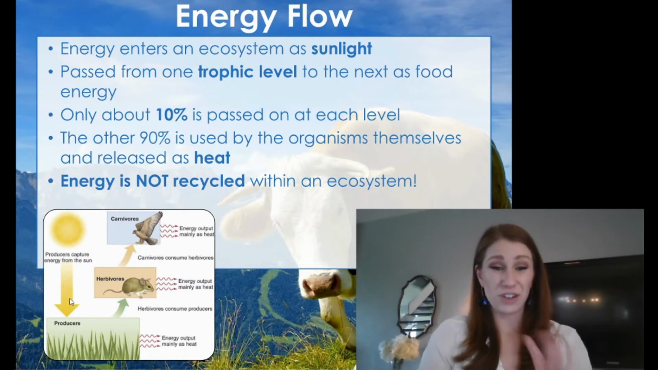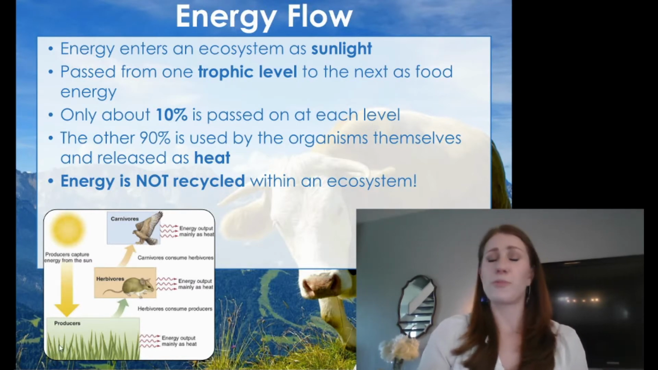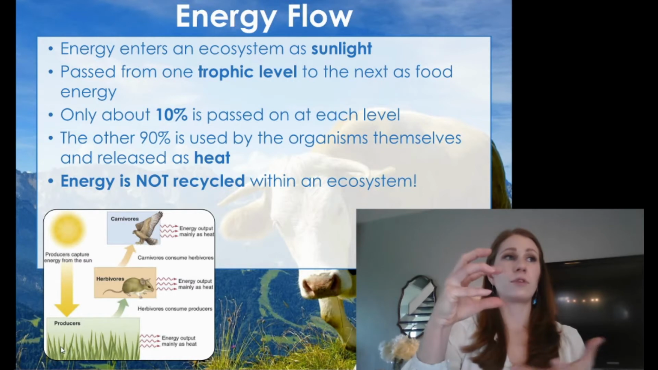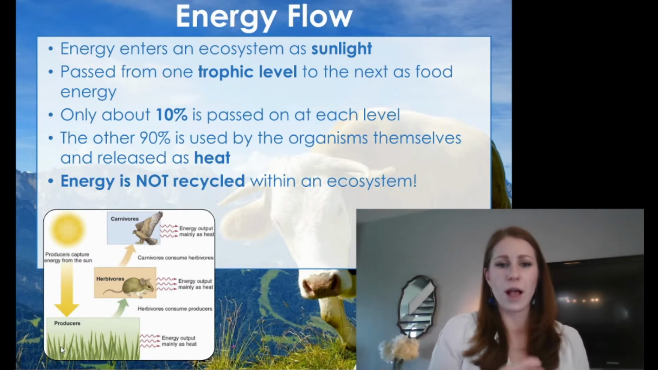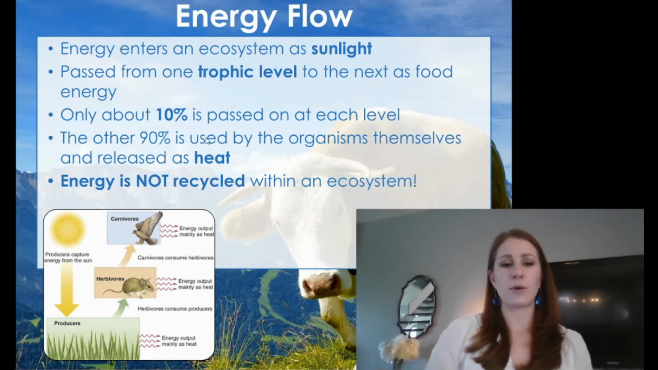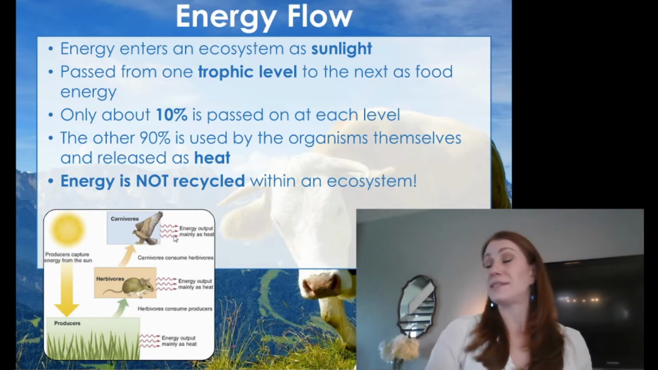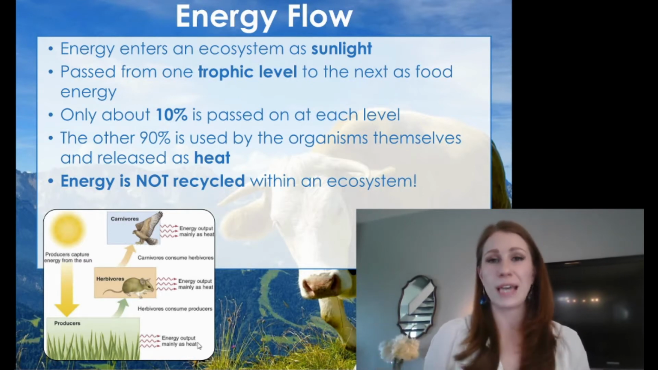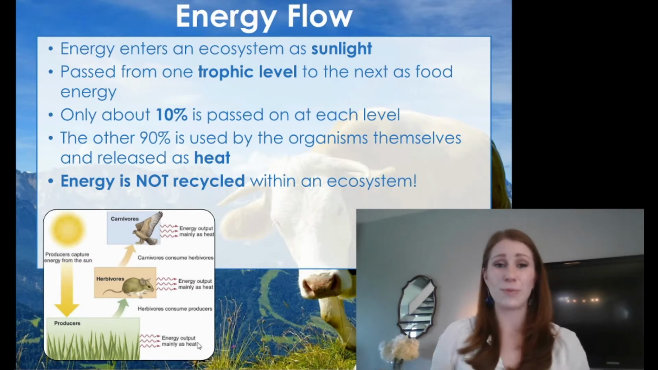This is a very small picture, but I can kind of help you see what it is. We've got the sun up here. Our producers at the bottom, they capture energy from the sun. And then as different consumers eat that producer, they have lots of energy that's lost. So all these squiggly lines here on the side, that's energy being lost as heat. So again, 90% of that energy is lost as heat. Only 10% is passed on. That's a huge key, by the way. For trophic levels and energy flow, 10% is passed on, and 90% is lost.